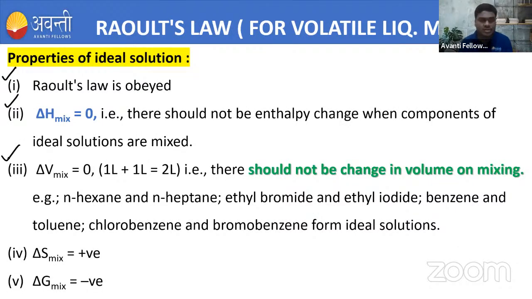Delta V of mix is equal to 0. What is this delta V mix? Delta V mix means volume of mixing is equal to 0. What do you mean? It means if you mix 1 liter of alcohol, or we say 1 liter of ethanol, with 1 liter of water, then the resultant solution becomes 2 liters, right? It means there should not be a change in the volume on mixing, right? So if there is no change in the volume on mixing, then it is also said to be an ideal solution.